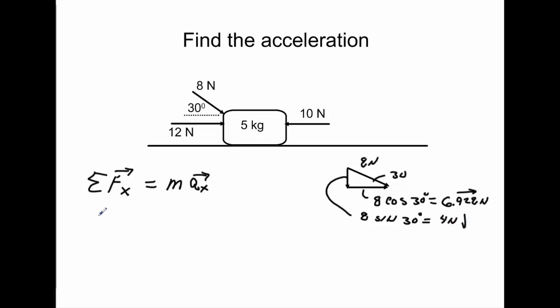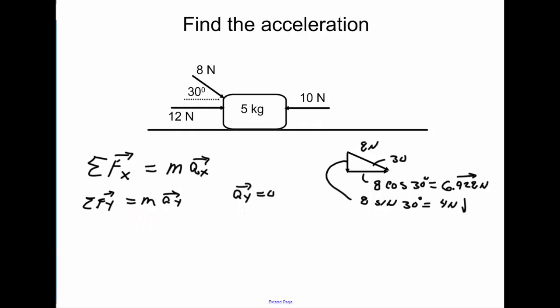Alright, so now we're ready to sum everything, and we're going to sum the forces in the x, set equal to mass times acceleration, and we're also going to sum the forces in the y and set it equal to mass times acceleration in the y direction. However, since this is on a surface, we know the acceleration in the y direction is going to be 0, because this object's not going to accelerate through the surface here. So we'll do the y's first.